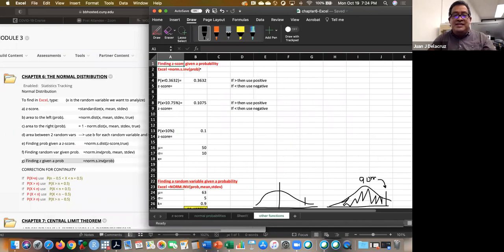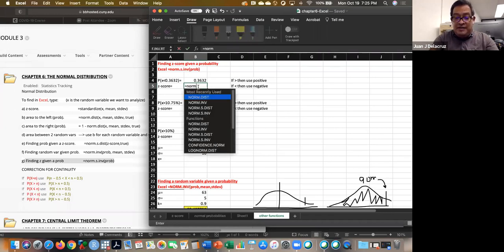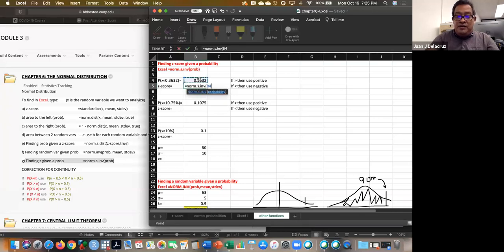So let me revise these cases because those are the numbers that we're going to use. So finding the C-score given a probability. We have the Excel function that is norm.s.inv. So this is the probability. And remember, this is the area to the left, right? So when I am using this formula and it is the area to the left, all I have to do is use the formula norm.s.inv for the probability here, and then that's going to be the value. So that's going to be the C-score.